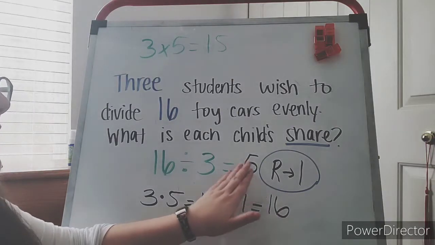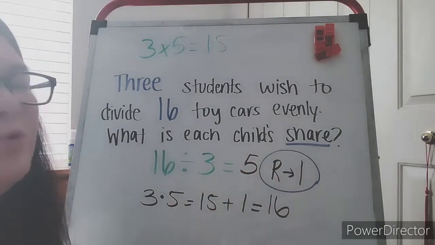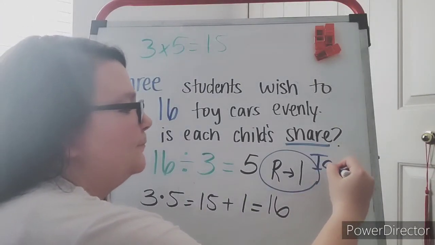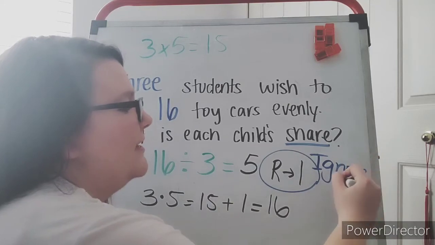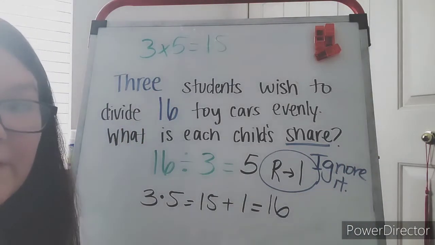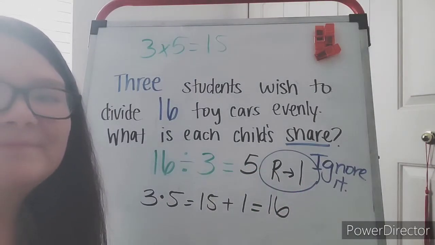So each student's going to get 5 whole cars to be able to play with. And that remaining one, we're just going to ignore it. So I'm just going to put here, ignore it. And that toy car is just going to sit there and no one's going to play with it. But everyone's going to get 5 whole toy cars to play with.